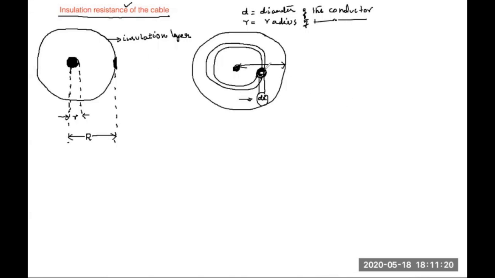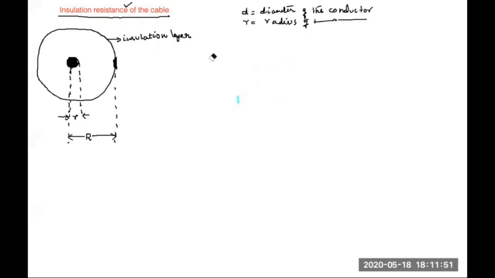Then to find the total resistance offered throughout this length, you are already very familiar that if I integrate from here to here, you get the resistance. So just integrate from this distance to this distance, and you will get the total resistance. Hope it's clear now. Okay. Are you there?